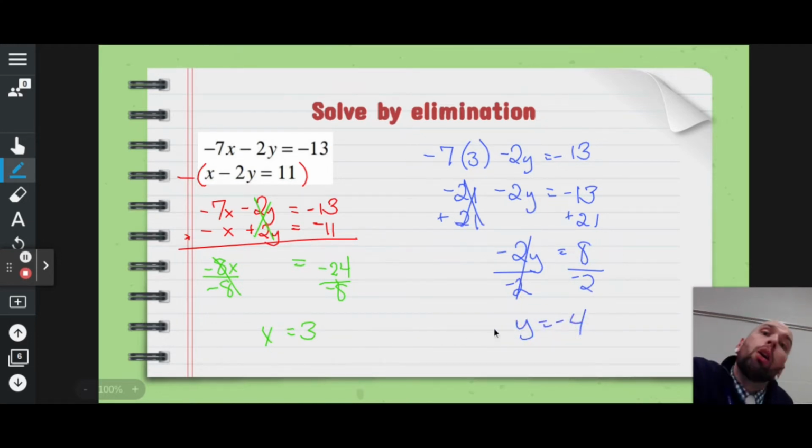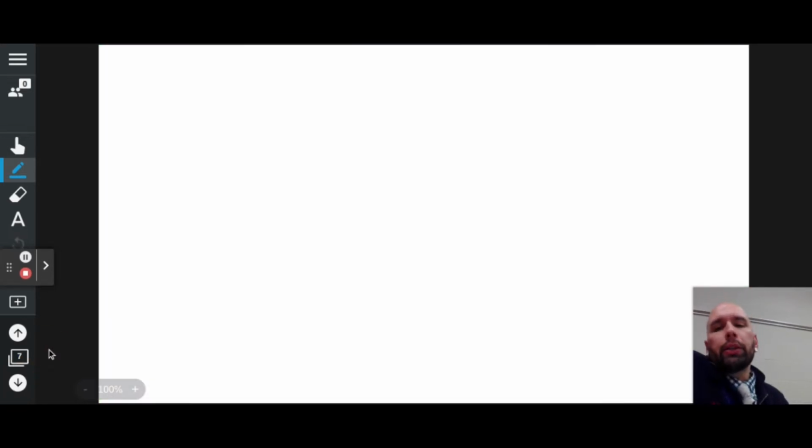X is 3, y is negative 4. The point where these two lines intersect is 3, negative 4. I've been making a lot of videos, so 'bore', pretty accurate.